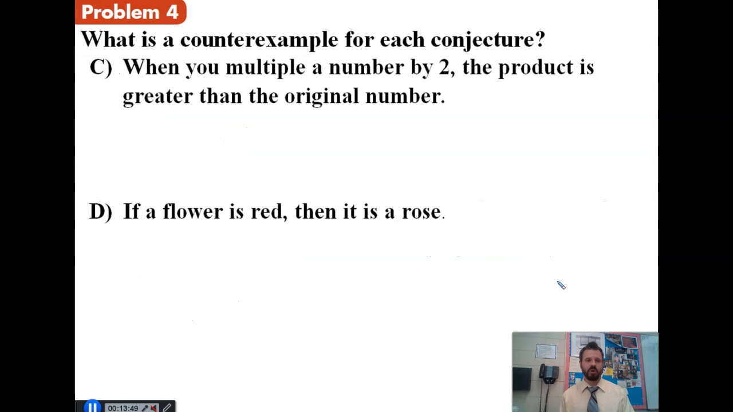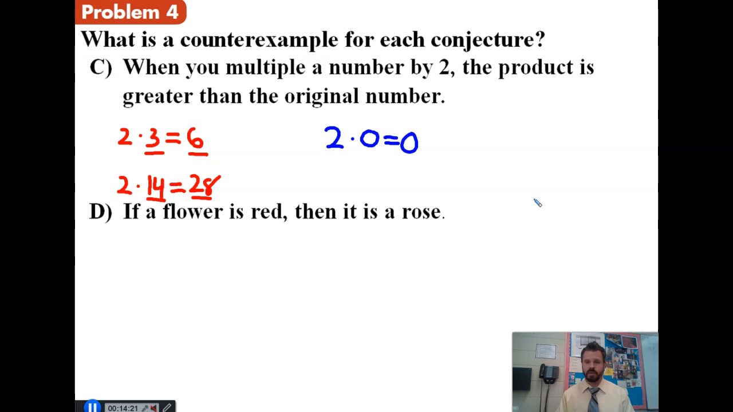All right, let's do a few more of those examples. C says, when you multiply a number by 2, the product is greater than the original number. So for example, we could say 2 times 3 equals 6. 6 is greater than that original number 3. Or 2 times 14 is equal to 28. Again, 28 is greater than 14. A counterexample of this could be something like 0, because 2 times 0 is equal to 0. 0 is not greater than 0, it's equal to 0, so 0 could be a counterexample.